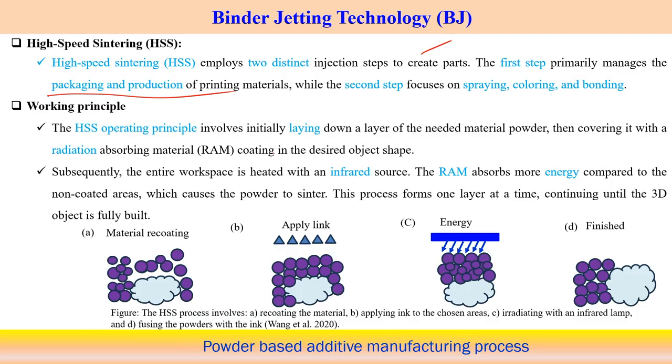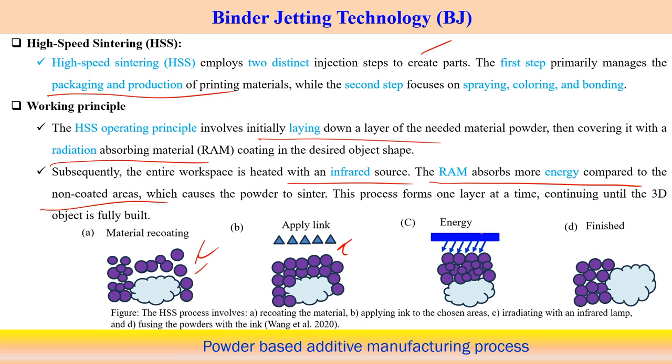Working principle: the high speed sintering principle initially involves laying down a layer of the needed material, first the material powder, and then converting it with a radiation absorbing material coating in the desired object shape. So after that, the entire workpiece is heated and an infrared source is exposed, and in this case the radiation absorbing material absorbs the energy compared to the non-coated areas. You can see that first we make a coating, the ink, and then we supply the energy from the infrared source, which causes the powder to sinter.